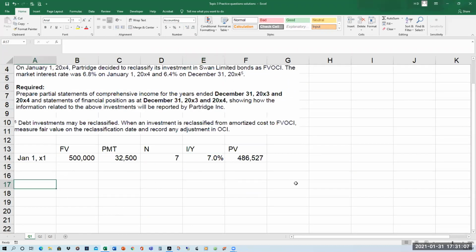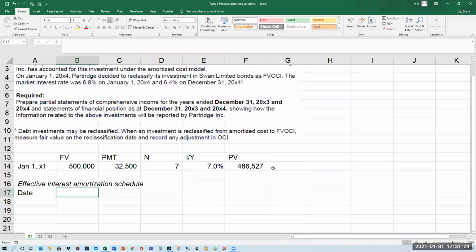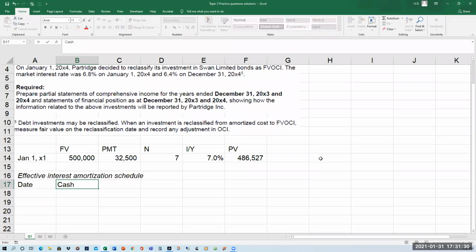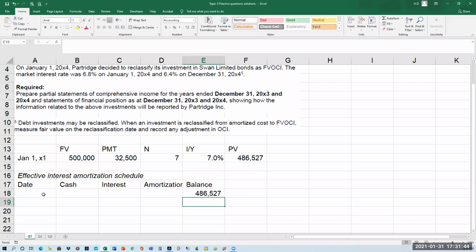So we want to use that rate to prepare an amortization schedule. This will be for the purposes of determining the interest income on the bonds every year. So 5 columns: date, the cash, the amount of interest that's included in the cash, the amortization, and the balance. Now we're going to be beginning with 486,527 as of Jan 1st, year 1.